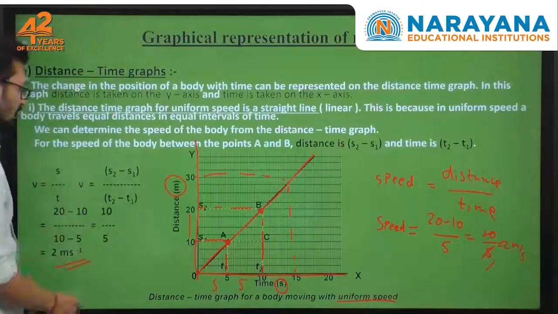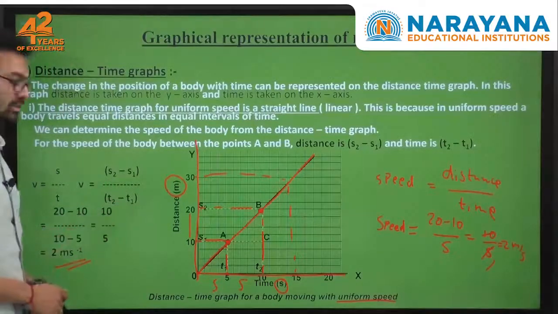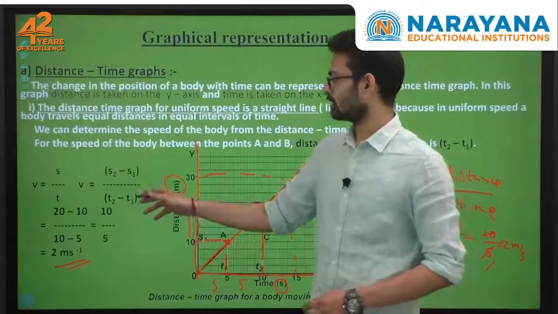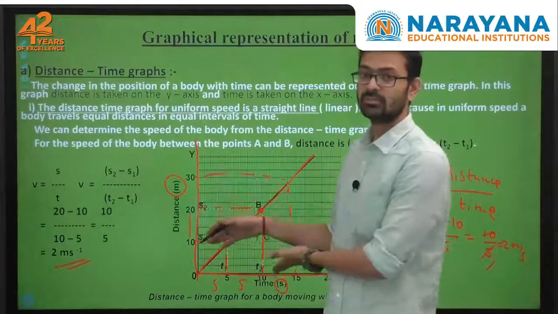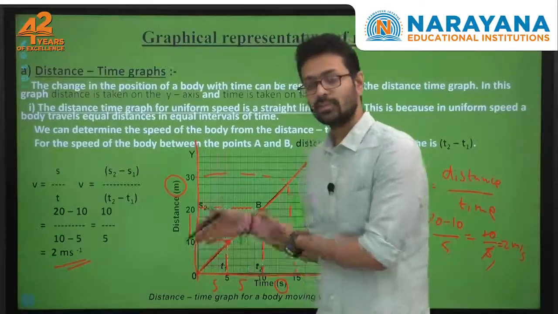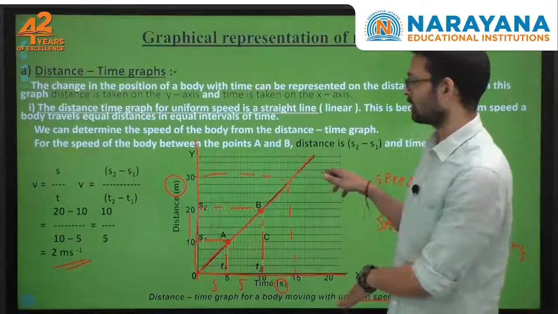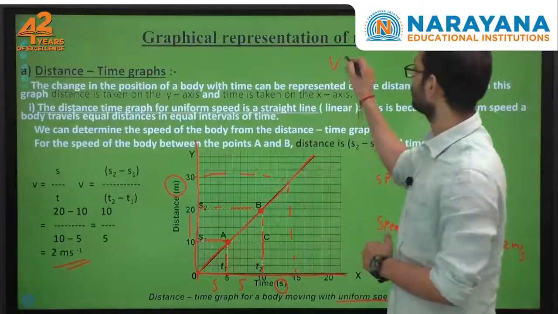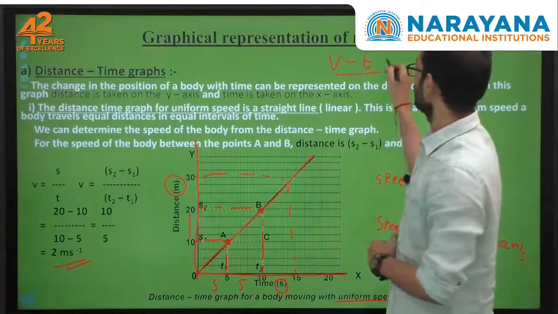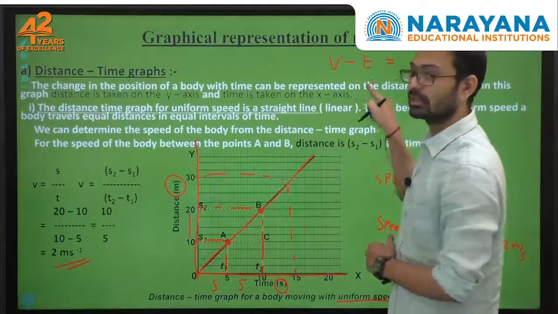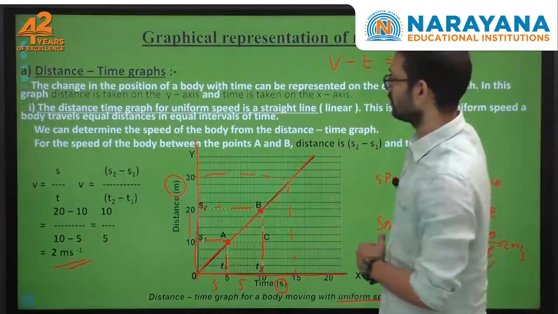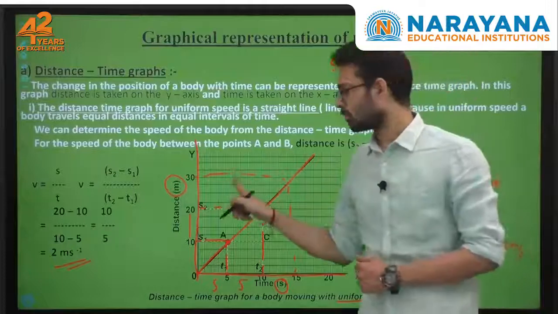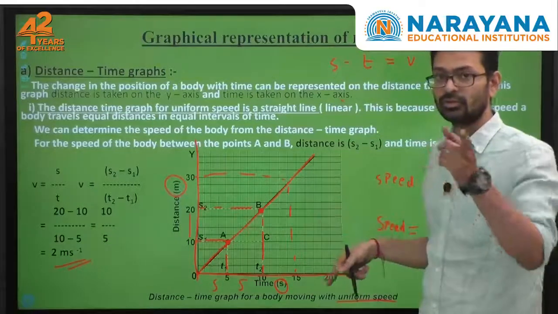Now this is how you calculate it. S2 minus S1 by T2 minus T1 is its way of representing. S2 minus S1 by T2 minus T1 means the change in distance on the y-axis by the change in time on the x-axis. So you get the slope. The slope of the distance-time graph gives you velocity.